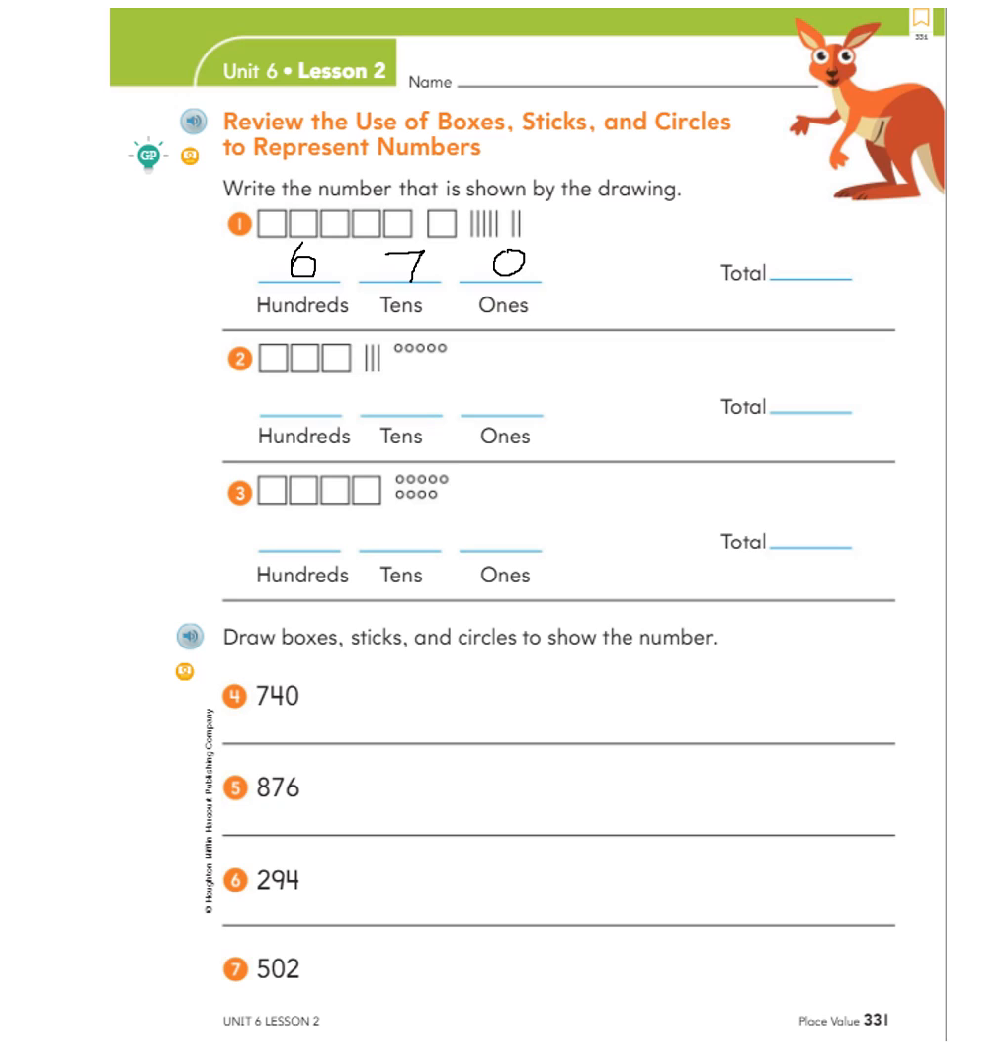Now, if I have 6 hundreds, 7 tens and no ones, what number do I have altogether? I have 670. And I can count that: 100, 200, 300, 400, 500, 600, 610, 620, 630, 640, 650, 660, 670, or I can simply do 500, 600, 650, 660, 670.